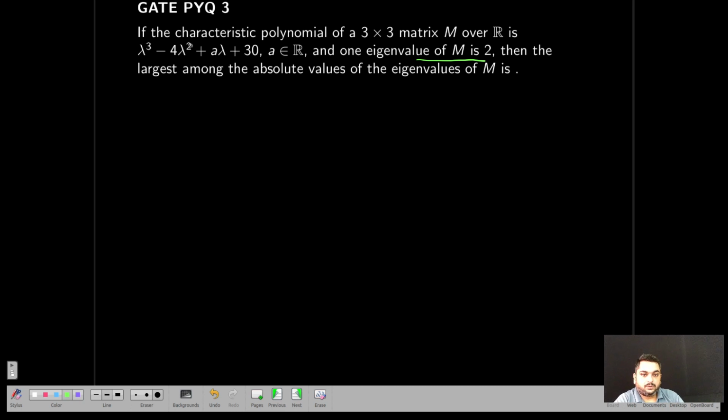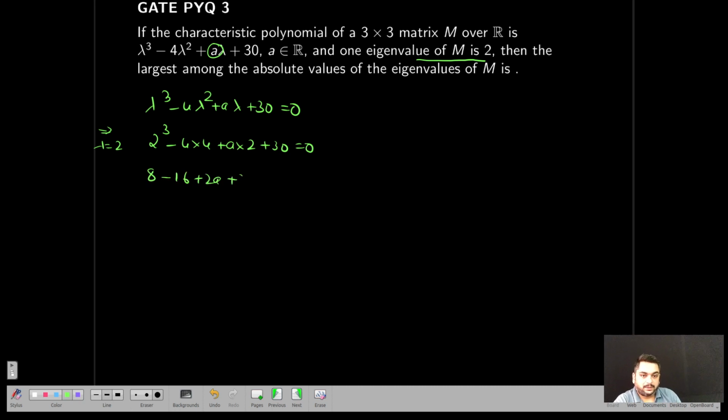So first we find this A using lambda equal to 2. So your characteristic equation is lambda cube minus 4 lambda square plus A lambda plus 30 is equal to 0, and they have already given lambda equal to 2. So put it here: 2 cube minus 4 into 4 plus A into 2 plus 30 is equal to 0. 8 minus 16 plus 2A plus 30 is equal to 0. So 2A is equal to minus 8, minus 22. So A equal to minus 11.